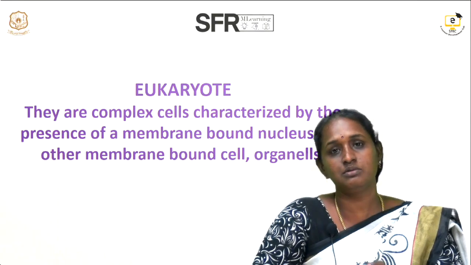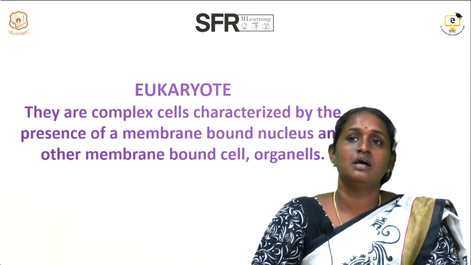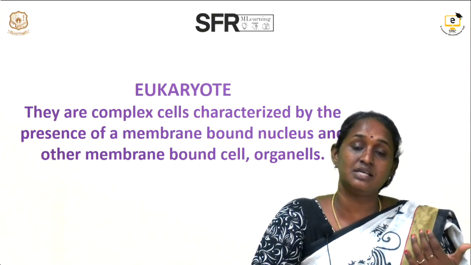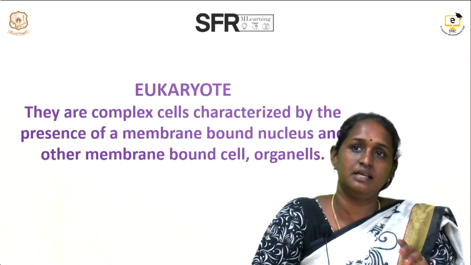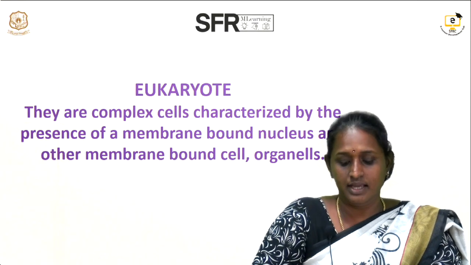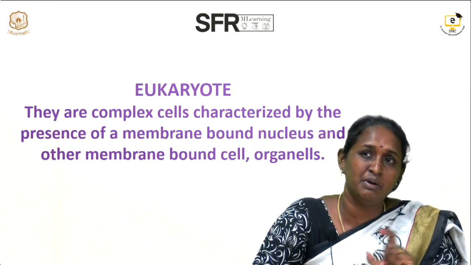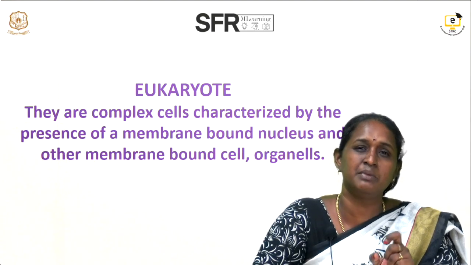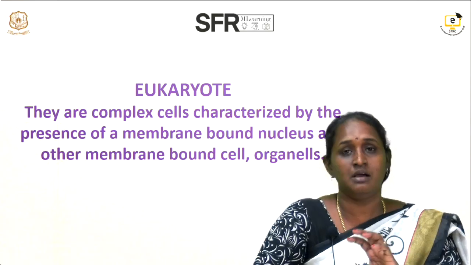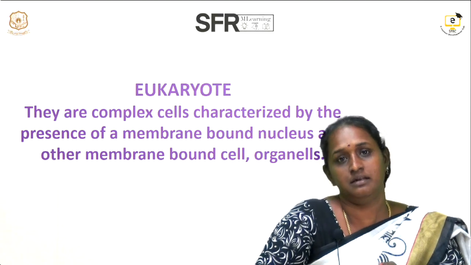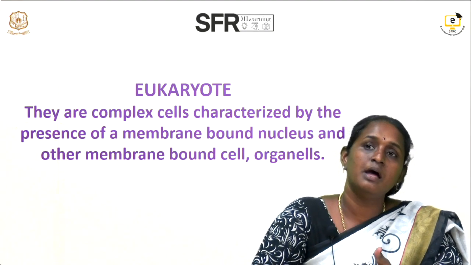I already told you the components of a eukaryote. We have seen some cell organelles, and all those organelles can be seen in the eukaryotic cell. So why did I say membrane bound organelles? What is the meaning of membrane bound? All the cell organelles are bound by a membrane. That's why they are called membrane bound organelles.